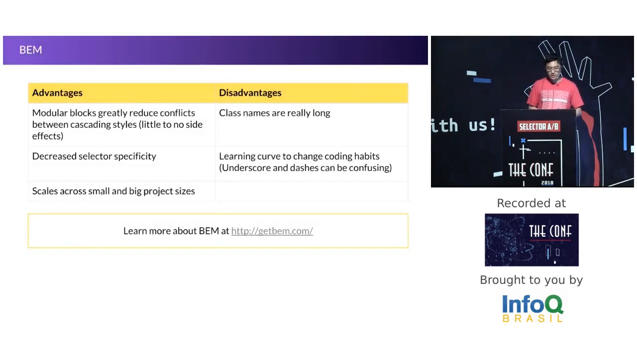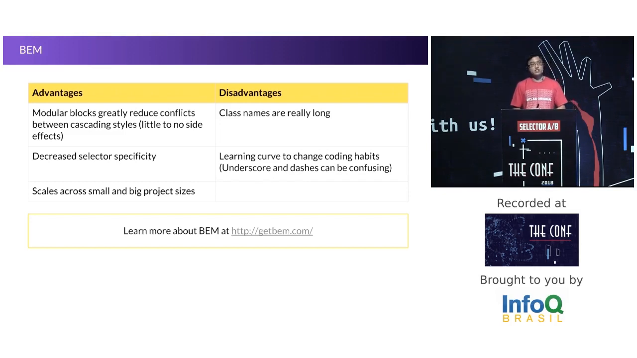So BEM is great because the modular blocks reduces a bunch of conflicts. You're kind of taking away part of the cascading style sheets into BEM. So there's decreased selector specificity because you're starting to group everything to block element. So there's not ever a chance of 5-level nested deep. And it's known to scale across the different sizes of projects.